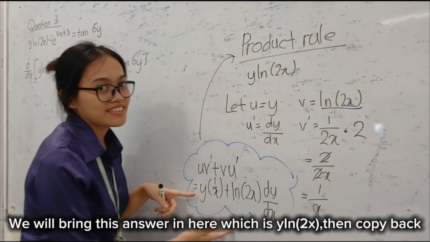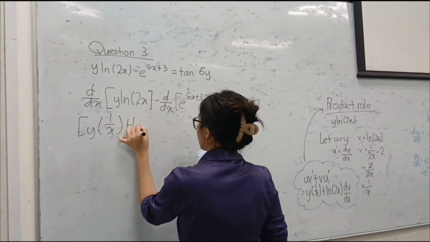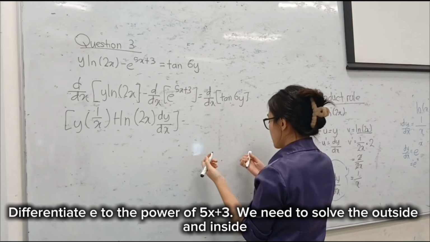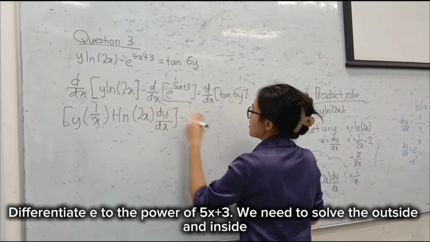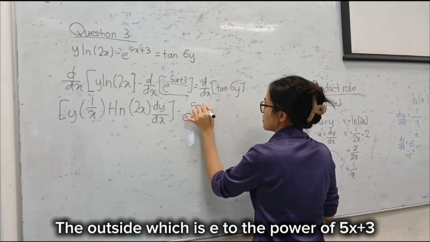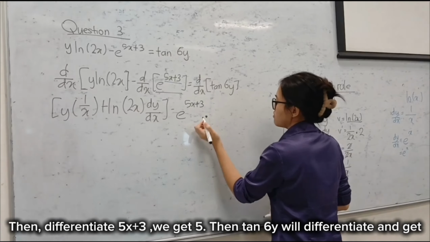And then we will bring this answer in here, which is y ln 2x. So we will copy back this, and then we will differentiate with the power of 5x plus 3. We need to solve it outside and then inside. The outside, which is 5 to the power of 5x plus 3. It doesn't change because it stays the same. And then we differentiate 5x plus 3, we get 5.